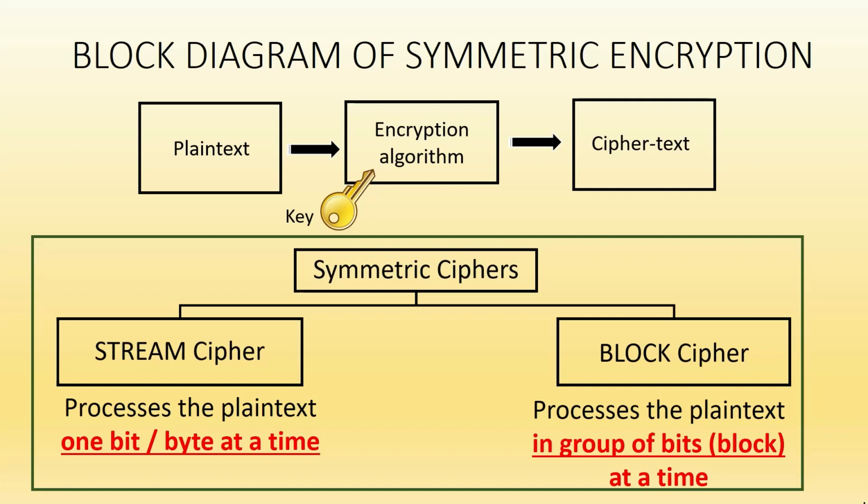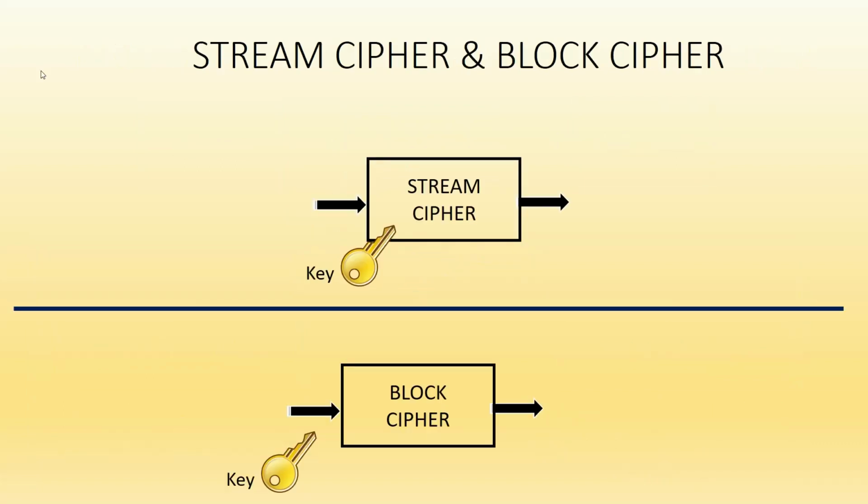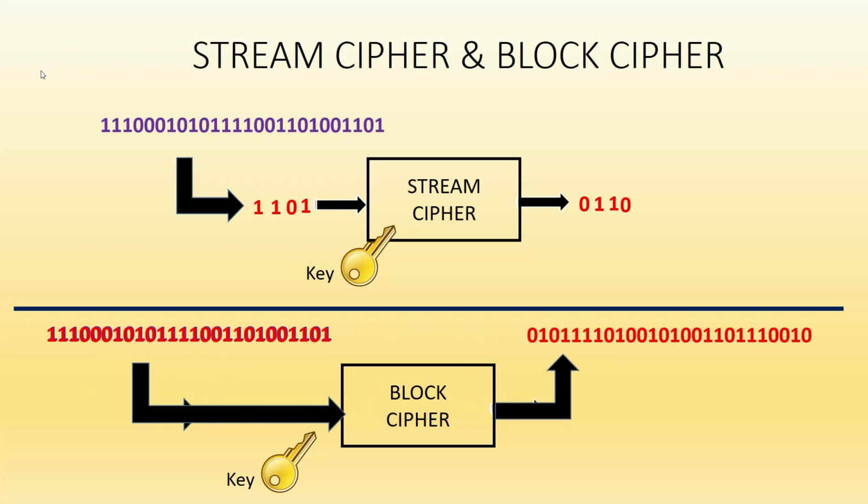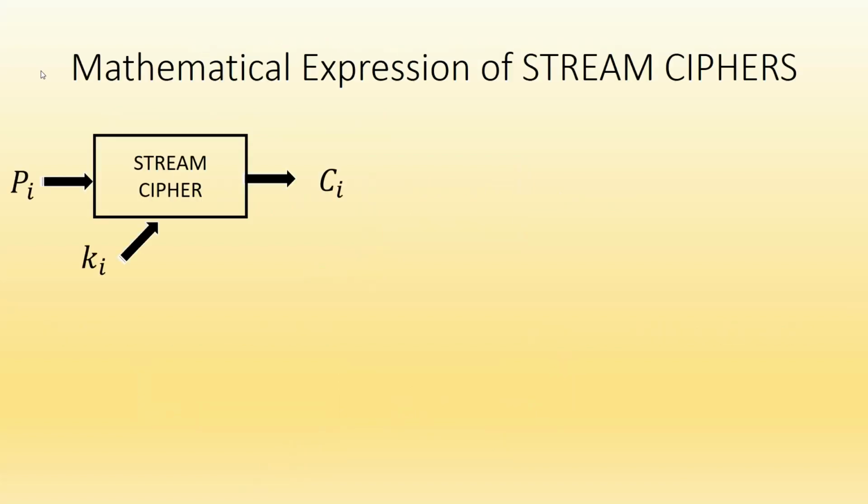Now let us check the difference between stream cipher and block cipher with the help of an example. Let us say we have a stream cipher as well as a block cipher and we are giving the same plain text to both of them. When the stream cipher processes the plain text, it processes it bit by bit as follows. So the plain text arrives as a bit and the ciphertext bit is generated at the output, while the block cipher takes the entire block of plain text, processes it at the same time and generates the entire block of ciphertext. I hope the difference between stream cipher and block cipher is clear.